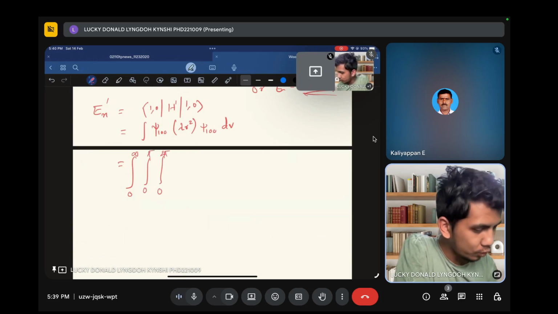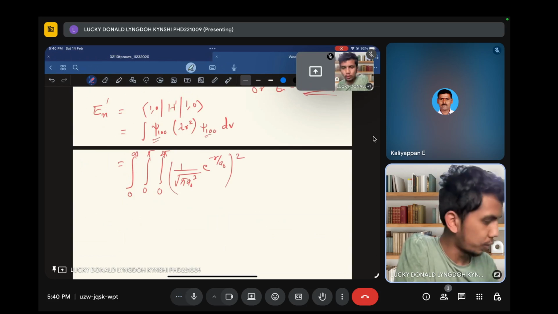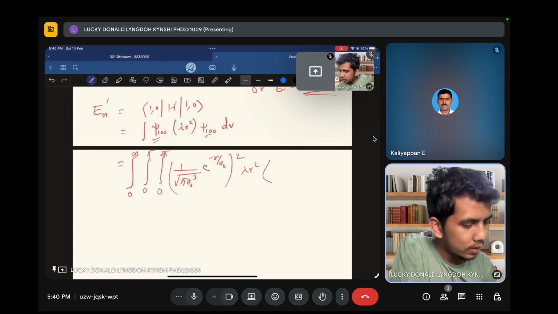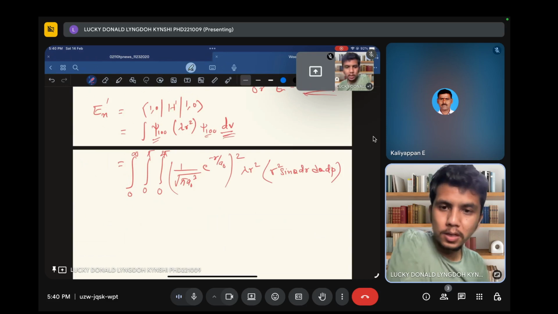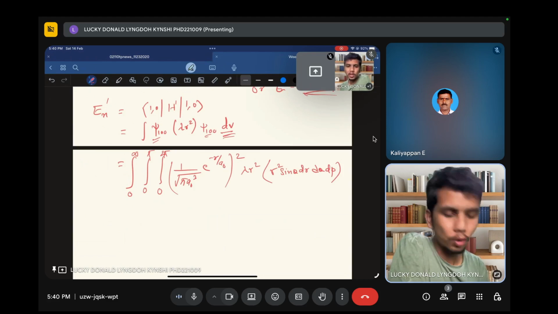Because psi 100 will be equal to 1 divided by pi a naught cubed, right, e to the power minus r divided by a naught, whole square. Why am I saying this? Because I have to put psi 100 and psi 100, and also lambda r squared will be there. Other than this, dV is given to be r squared sine theta dr d theta d phi. If you expand the dV term, you will get r squared sine theta dr d theta d phi in terms of spherical polar coordinates.